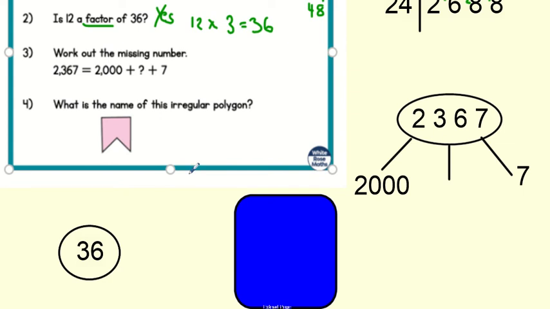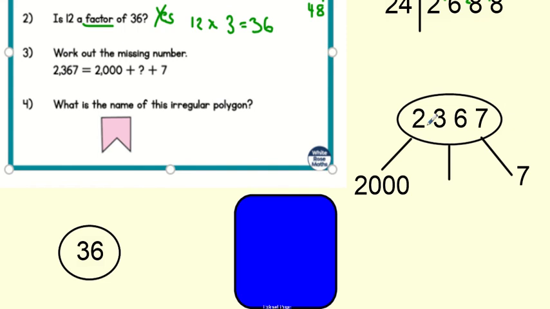Okay, let's have a look then at question number 3. Work out the missing number. So we've got our whole here, 2,367 equals, so that means that both sides of the equal symbol have got to be the same amount. So 2,367 has got to be equal to, or the same as, 2,000 add something, add 7. Now I've used the part whole model over here, and for some grown-ups at home this might be new, but for the Year 6s they're very familiar with part whole models.